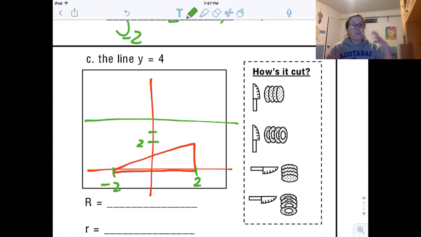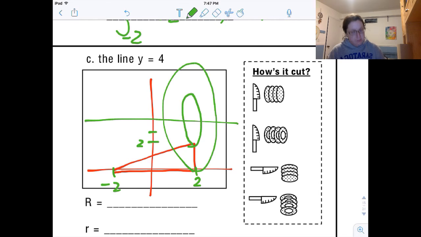So now I'm revolving this around. There's going to be a big gap in this one, right? So this inner part would revolve around, and then this outer part would also revolve around. So the bottom would look like a washer. The top is going to look kind of like a cylinder.